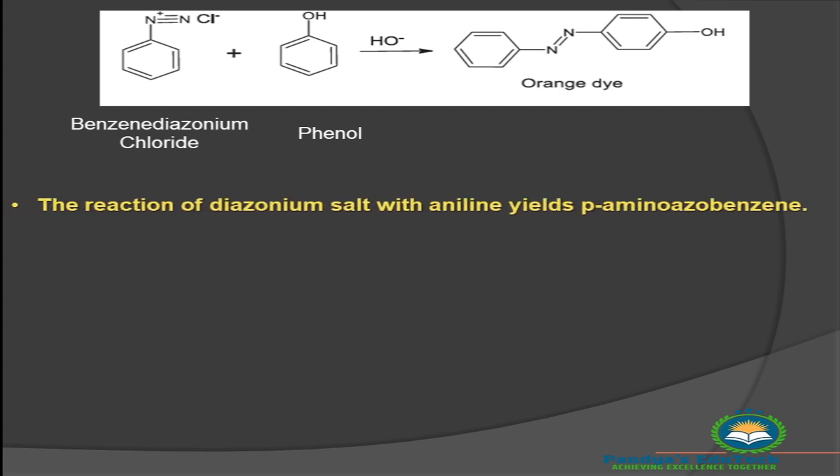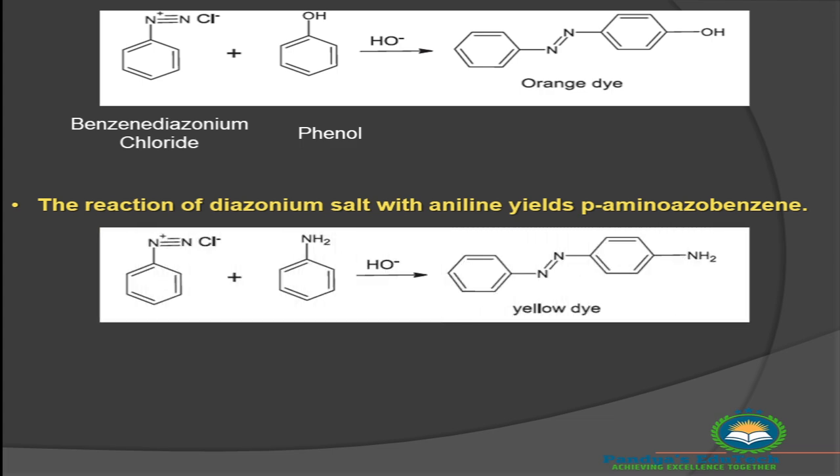The reaction of diazonium salt with aniline yields para-aminoazobenzene. When benzene diazonium chloride is reacted with an amine compound, it will form a yellow dye. Make sure you know the colors of the dyes made by phenol and phenylamine. And also make sure that both of these reactions take place in mild basic solution, that is, the pH of the solution will be greater than 7, as it is required for the dye formation.